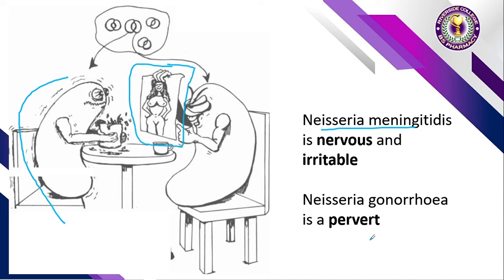So, Neisseria gonorrhea is a pervert because it is a disease that is transmitted through sexual contact. And Neisseria gonorrhea infects the reproductive organs. So that's why. Again, meningitis is nervous and irritable. I hope you remember this. It infects our nervous system. And then gonorrhea is a pervert because it infects the reproductive system.